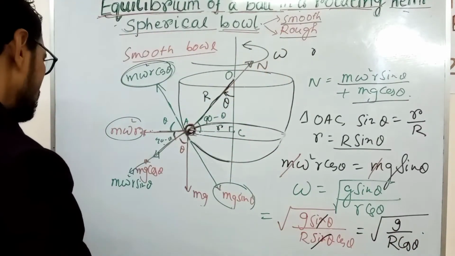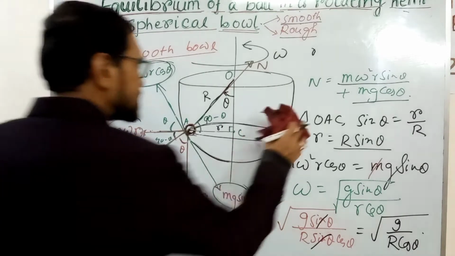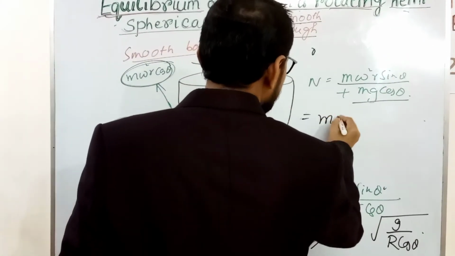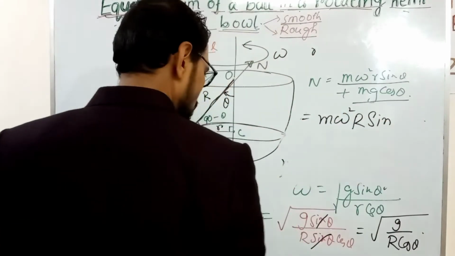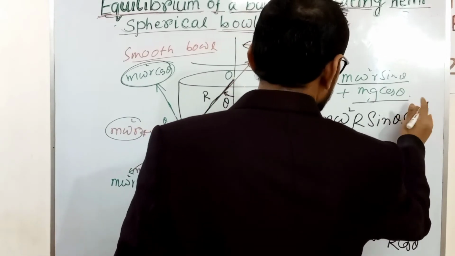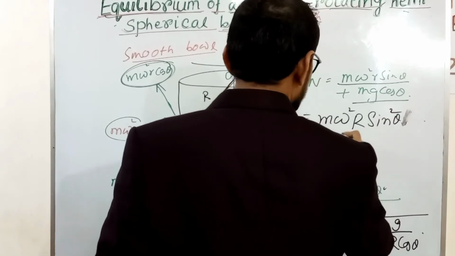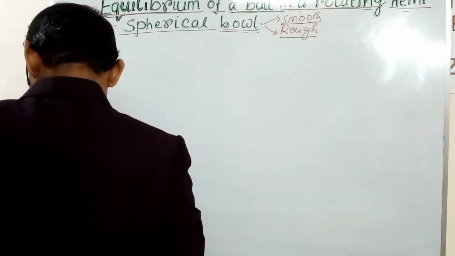And if you are asked to calculate the normal reaction, what will be the normal reaction? Small r equals R sin theta, so we get m omega square R sin theta squared plus mg cos theta. So this is the answer.